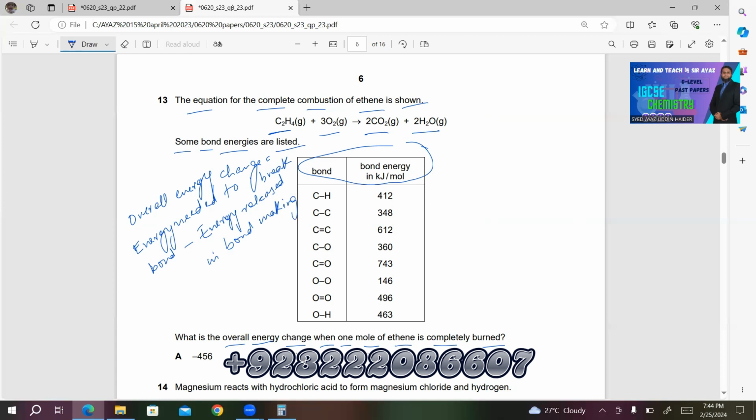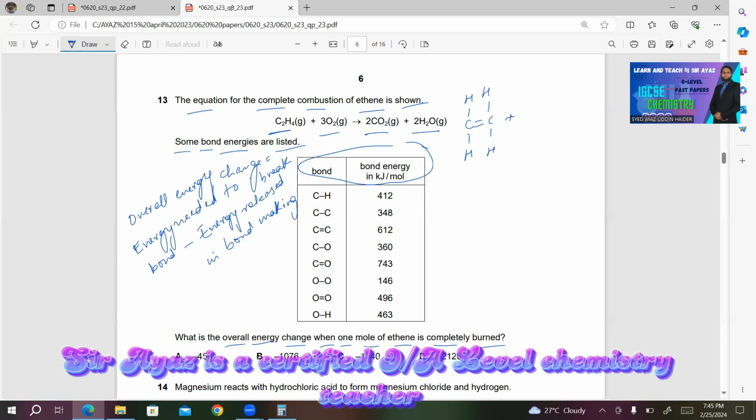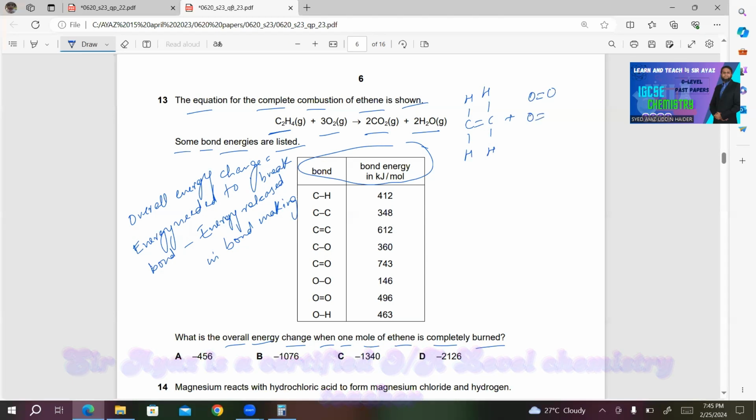So for this, you need to draw the displayed formula for each. Ethene, so we have C double bond C and 4 hydrogen atoms, plus 3O2. 3O2 means there are 3 moles of oxygen: 1, 2, 3. Gives product. We have 2 moles of carbon dioxide, O double bond C double bond O, O double bond C double bond O. Plus we have 2 moles of water. So H-O-H, H-O-H.